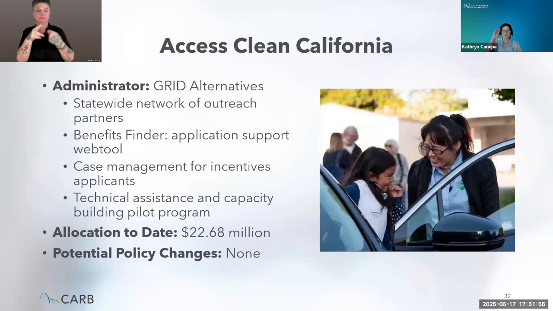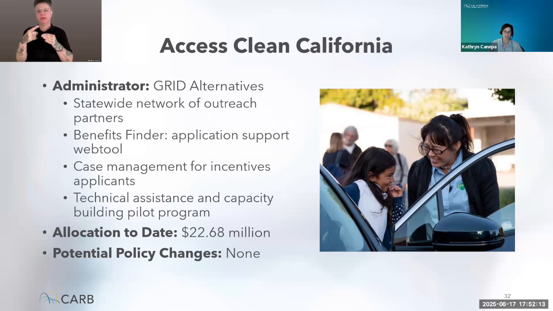Access Clean California helps to streamline access and coordinate outreach for clean transportation incentives in priority communities, with the goal to spread the word about CARB's vehicle purchase incentives to those who need them most. About $22 million has been allocated to date.